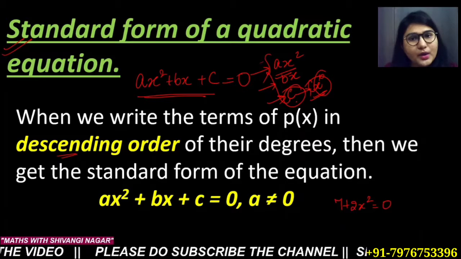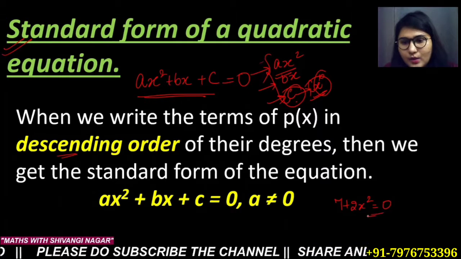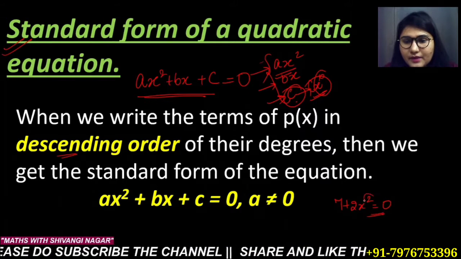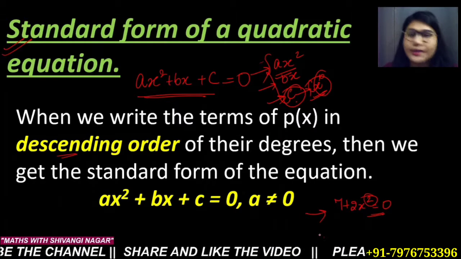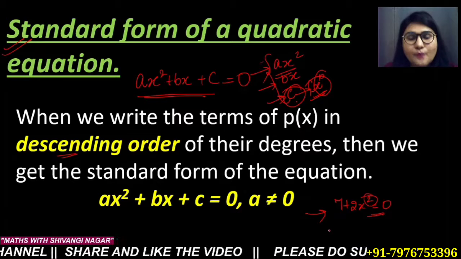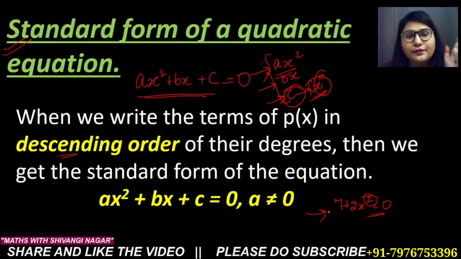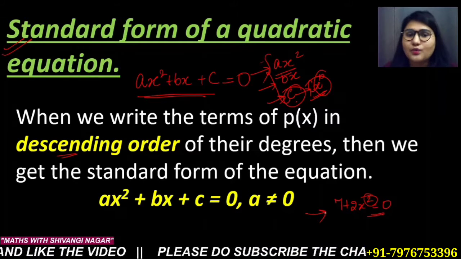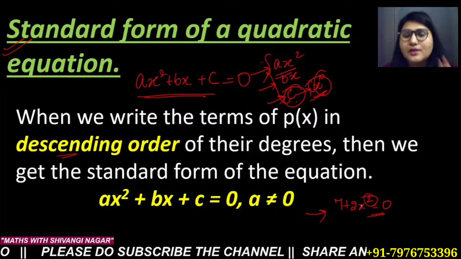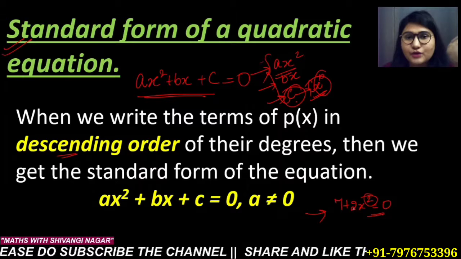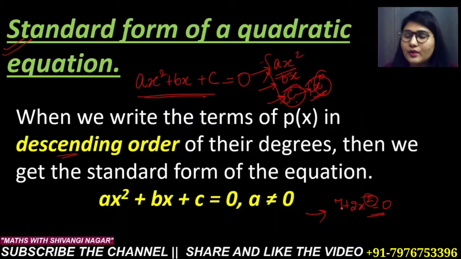Is it a quadratic equation? Yes, because here we have an equal to sign and the highest power of the variable is 2. But is it written in standard form? No, it is not written in its standard form. Why so? Because the standard form of any equation says you have to write the terms in the descending order of their degree. So if we have to convert this into standard form, how will we write it?